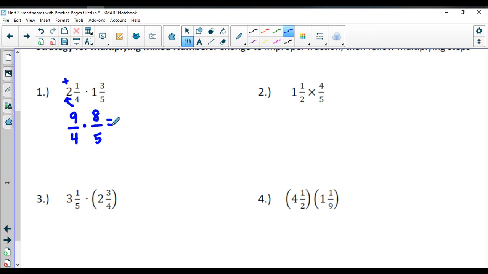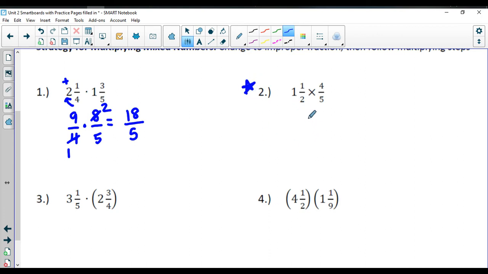And then you want to go ahead and multiply across and check to see if there's anything you can reduce. I see the 4 and the 8. They have a common factor of 4. 9 times 2 is 18. 1 times 5 is 5. So 18/5 is a great answer here. You can change it to 3 3/5 if you prefer, but I'd prefer you start getting into the habit of leaving it improper.